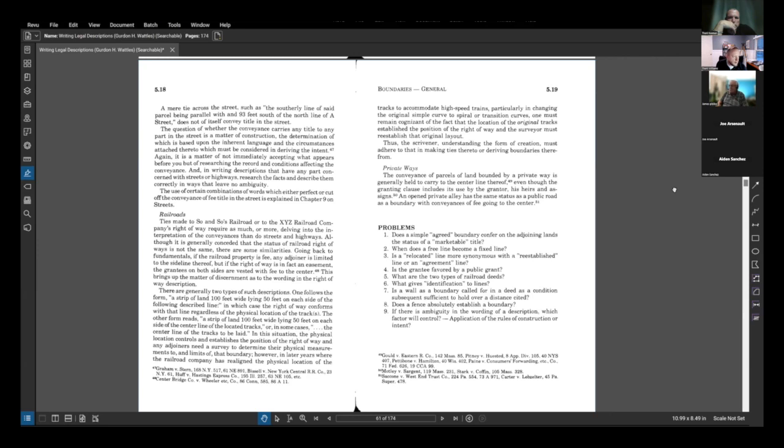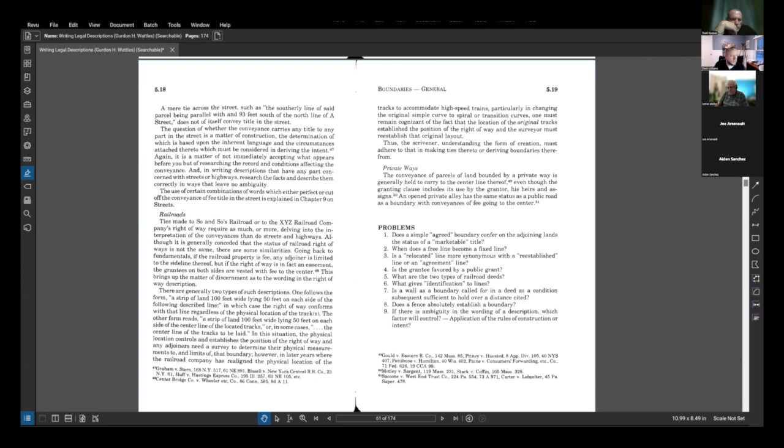Okay, is the grantee favored by a public grant? Is the grantee favored by a public grant? No. James says no. What are the two types of railroad deeds?